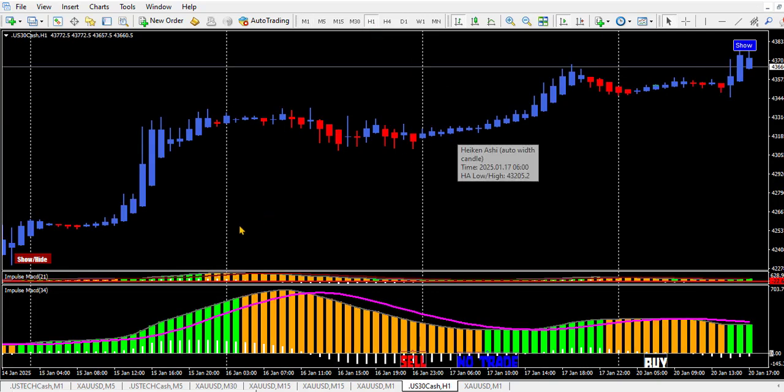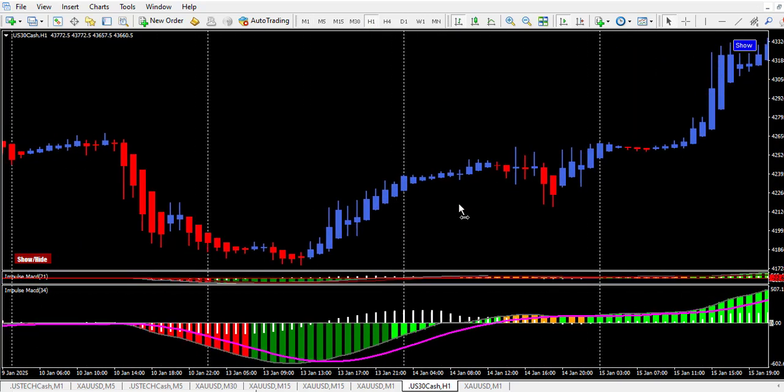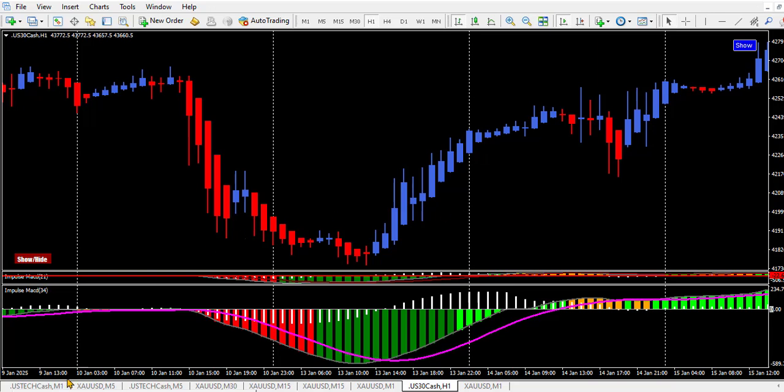Let's check from 1 hour time frame. So we have a good run here. This was a buy signal that was generated, and I have this white histogram here to go long above the zero line. And let's go back a bit. At this particular zone, we have a no trade zone here where we should not take any trade.